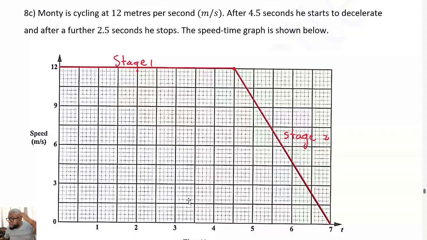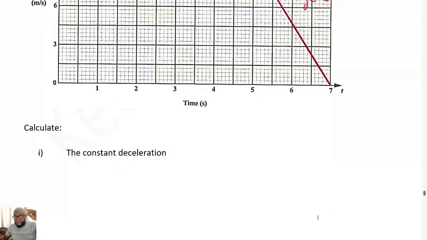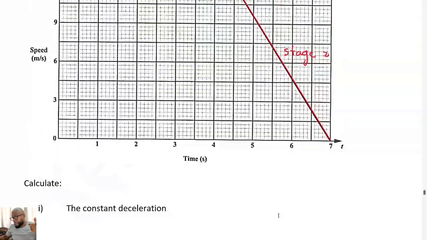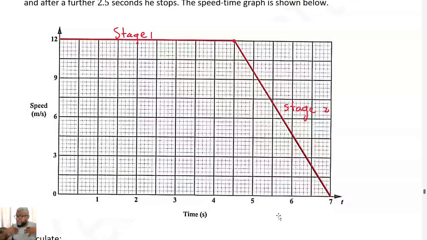So let's go to Tristan. We're looking at stage 2 because they want us to find the deceleration. For stage 2, give me 2 coordinates on that sloping line. 12 to 7. 12 on the x. What value is always first, Tristan, when you're listing a coordinate? X or y axis? X. Right, your x-axis value is always first, followed by the y-axis value.